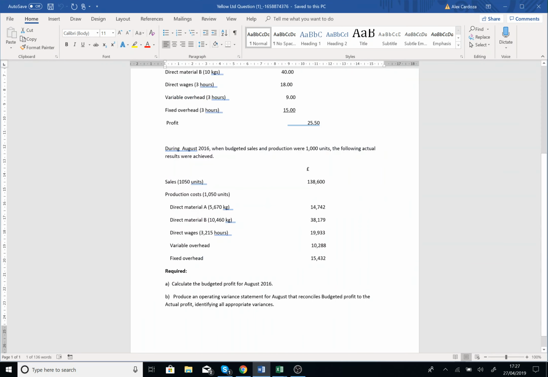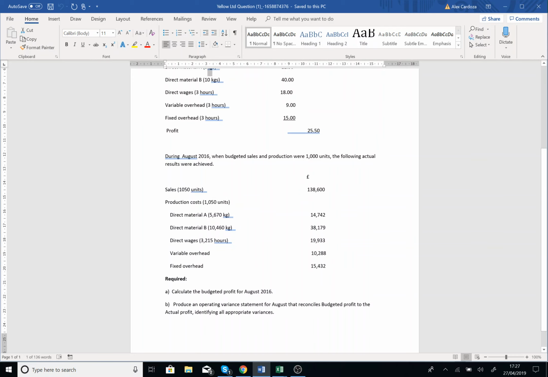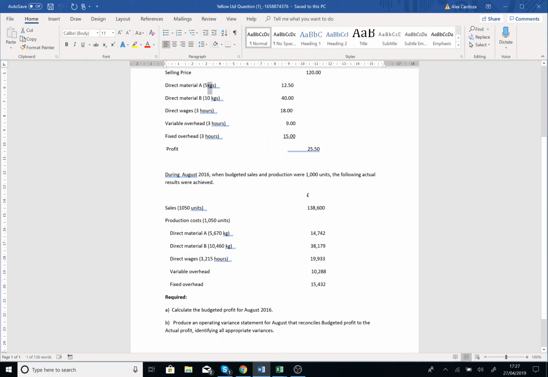Okay, so now we'll do material B again. It's pretty similar. So we'll do the usage variance first. We should have used 10 kilos, 10 times 1,050.